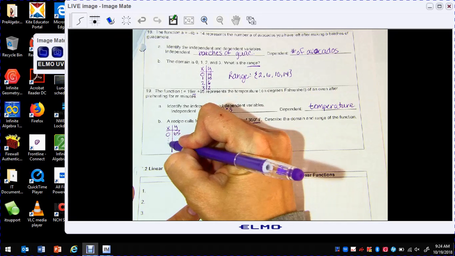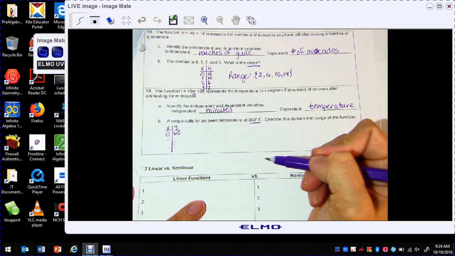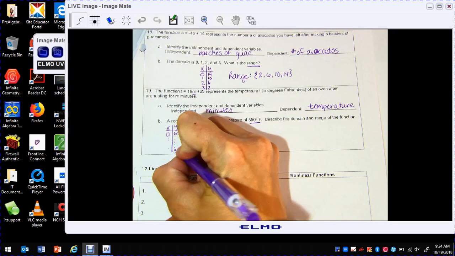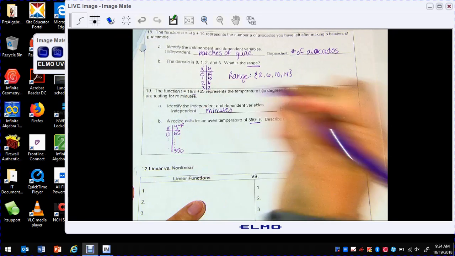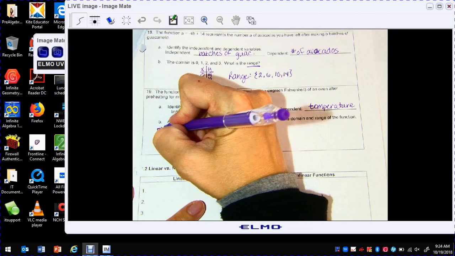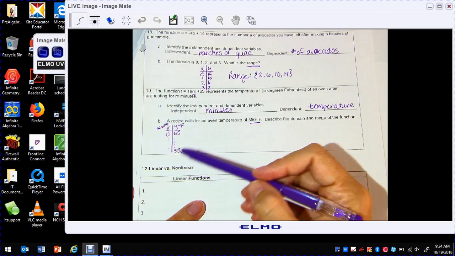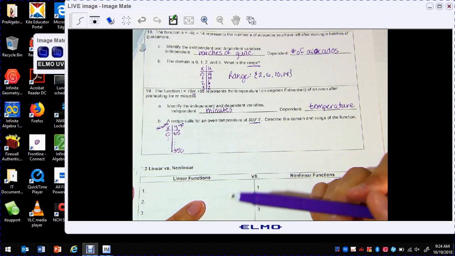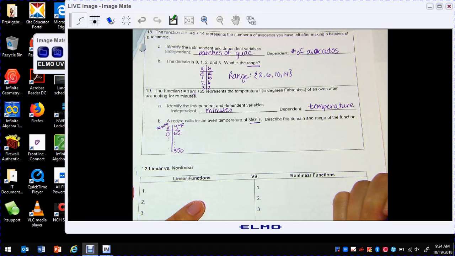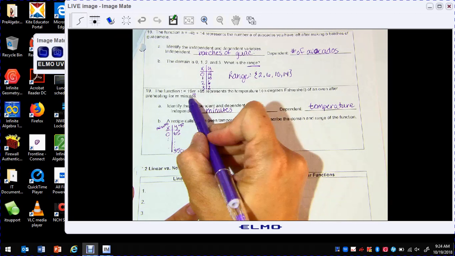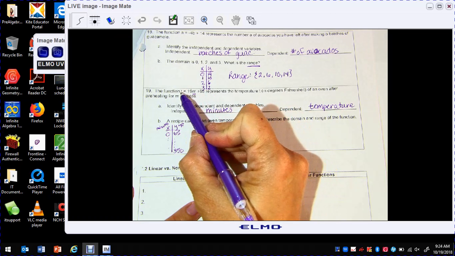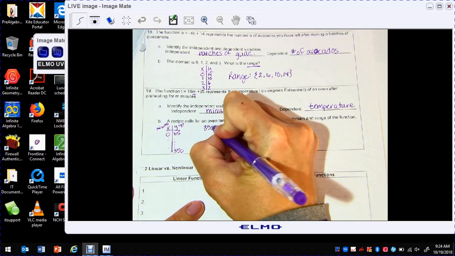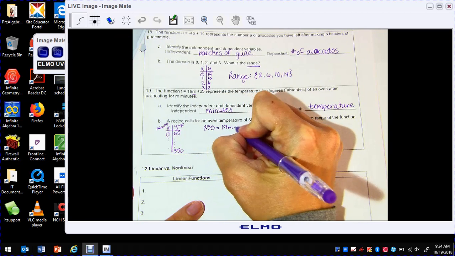I don't want to plug in tons of inputs here. But I do know my final output is going to be 350 because this is the degrees Fahrenheit, right? And then this is the minutes over here. So I want to figure out how long it's going to take for the oven to get to 350 degrees. I'm going to take this equation. I know the temp is 350, and I want to know the minutes. So I'm going to say 350 equals 19m plus 65.